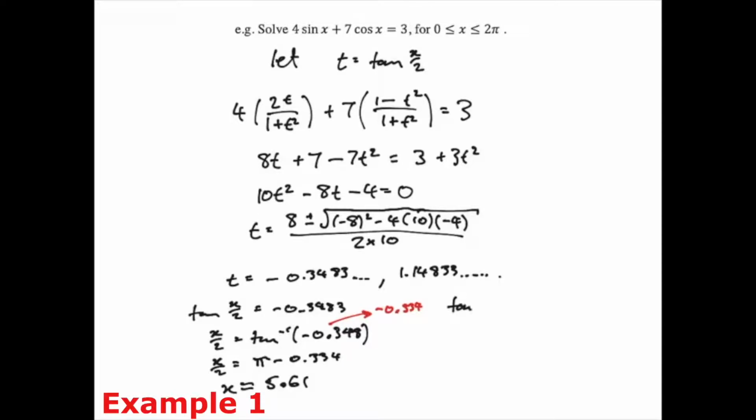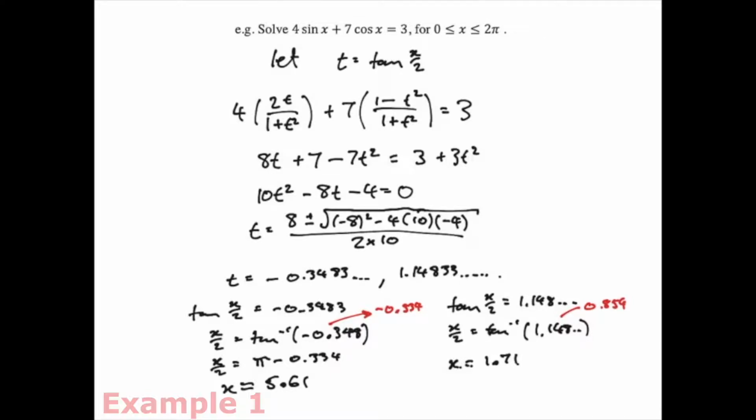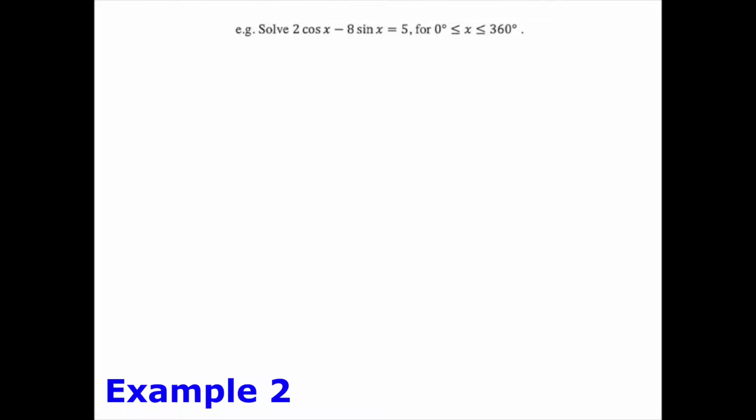I also need to do tan x over 2 equals 1.148. So x over 2 is inverse tan of 1.148. And then my base angle there is 0.854. So that one's actually already in our domain, so I can just times by 2, so it's 1.71. So 2 solutions.